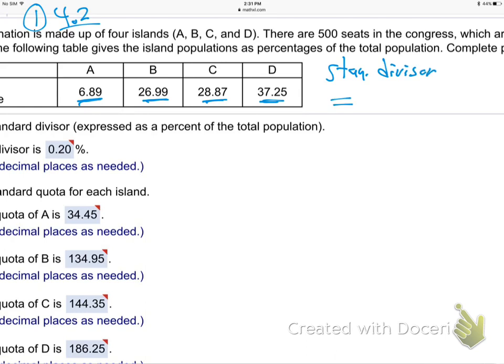What's the formula for standard divisor? Total population over number of seats. Okay. So the number of seats is right there, 500. That's clear. What's the total population, though? 100. Yeah, how'd you know that? Good job.